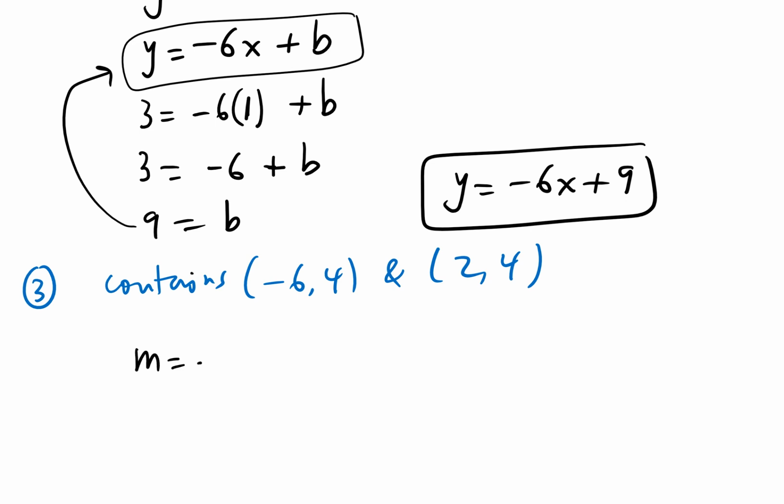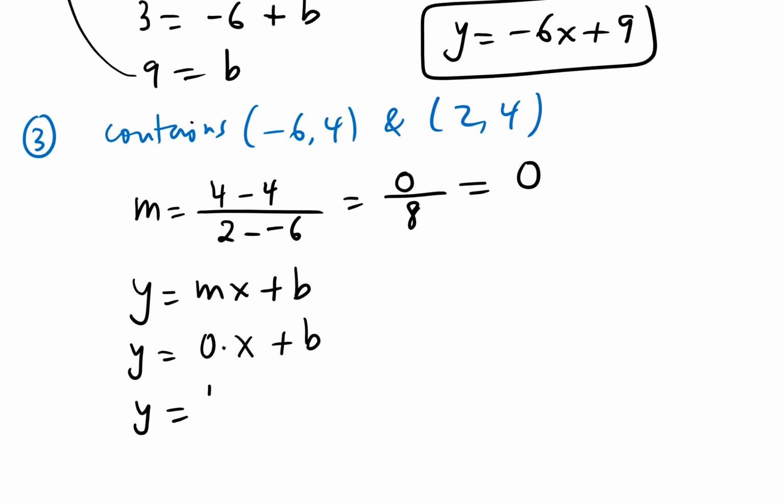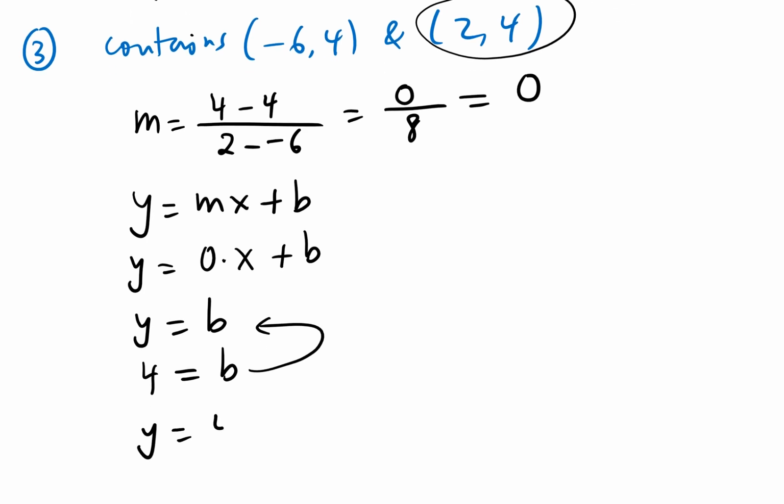we find the slope, which is y2 minus y1 over x2 minus x1. That's 0 over 2 plus 6, 8. 0 over a number is 0. Doesn't mean something is wrong. We write down the equation y equals mx plus b. The slope is 0, and 0x is just 0, so it's b. But it's not done, we need to find b. You can use either of the points. Let's say I use the second point. The y is 4, so 4 equals b. Done. I put it back in, so I get y equals 4. That's the equation of the line we're looking for.